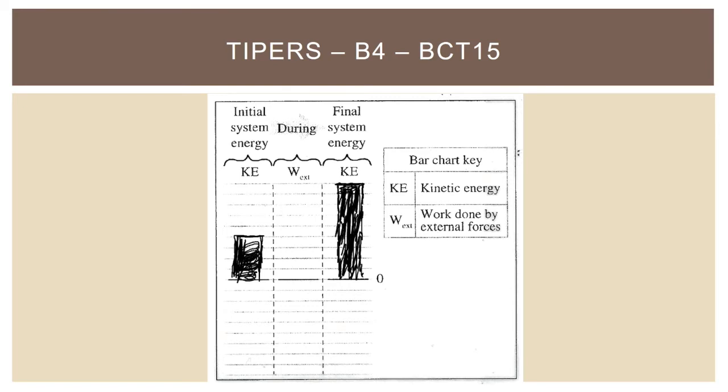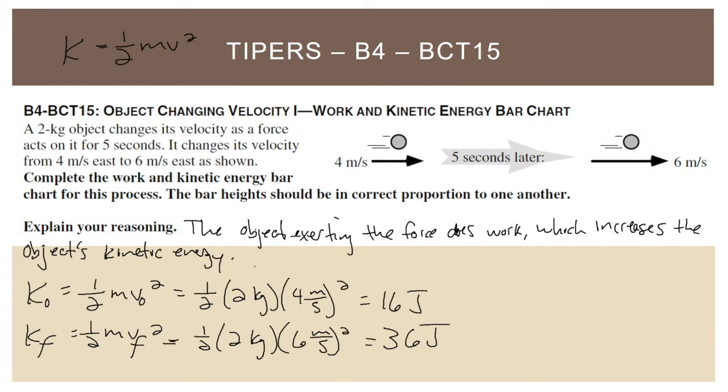And so now all we have to do is fill in that middle section of the graph. As we mentioned, this is not rocket science, right? This object ends up with 36 joules of energy. It started with 16 joules of energy. The question is, how much energy did it gain? Because work is equal to the change in energy. And clearly here, since the energy is increasing, we could rephrase that by saying work is equal to the gain in energy. And the energy gains here by 20 joules.